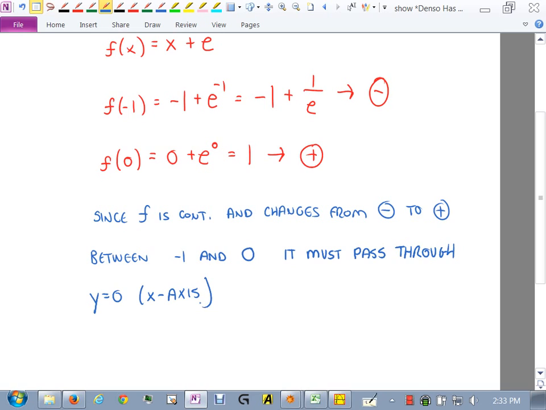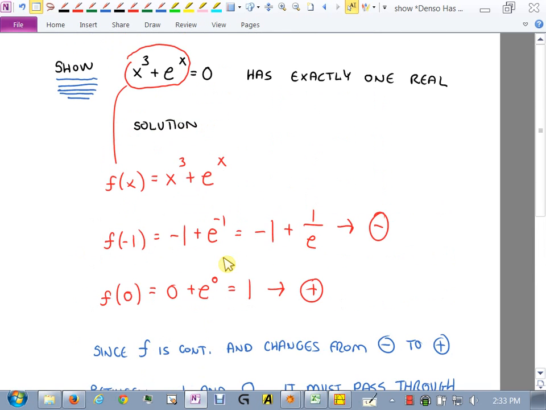Are we done? Can we pack it up and go? What have I not addressed? There's something I have not addressed. But I'm not looking for any answer. What does the question ask you to do? Show this has exactly one solution. Exactly one. I have not convinced anyone here.